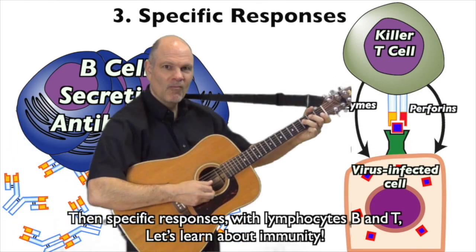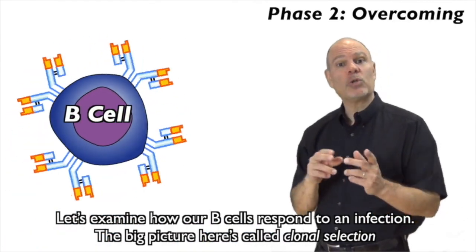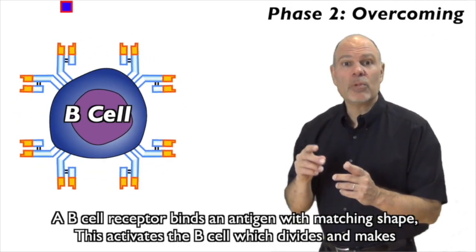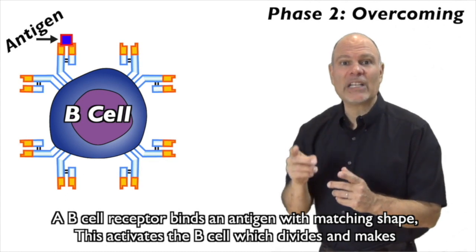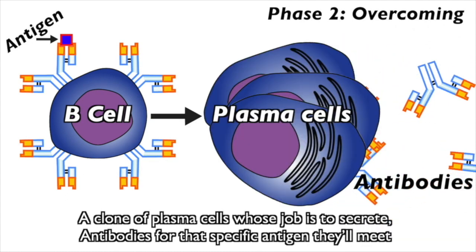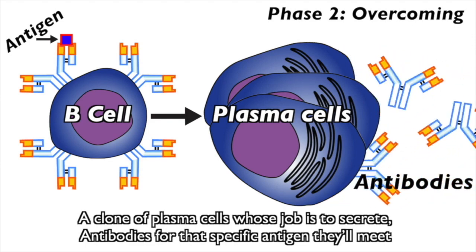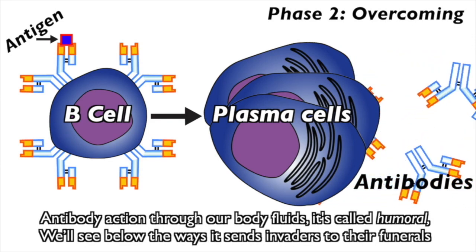Let's learn about immunity. Let's examine how our B cells respond to an infection. The big picture here is called clonal selection. A B cell receptor binds an antigen with matching shape. This activates the B cell, which divides and makes a clone of plasma cells whose job is to secrete antibodies for that specific antigen they'll meet. Antibody action through our body fluids, it's called humoral.